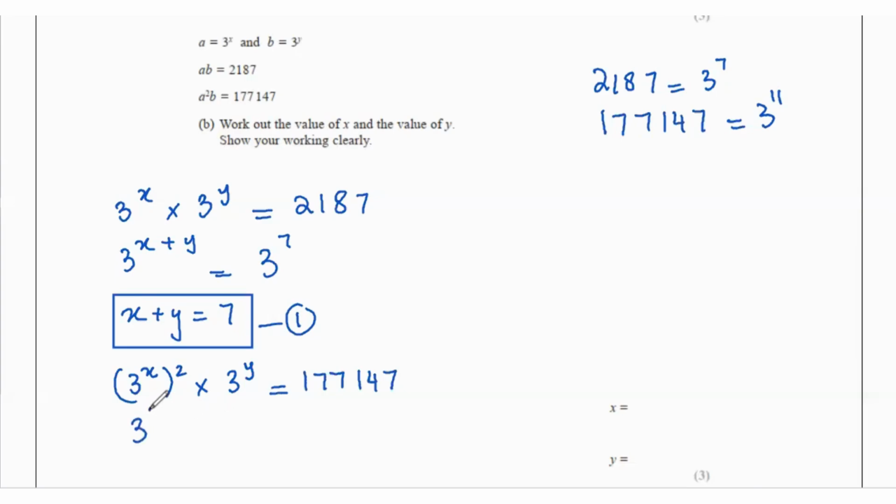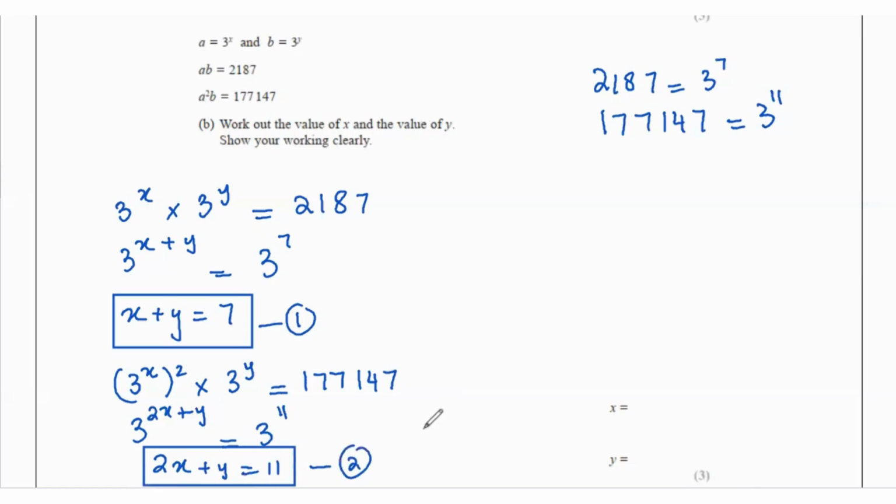So 3 to the power of 2x plus y equals 3 to the power of 11. We first multiply 2 with x and then add the powers because the bases are the same and being multiplied. So 2x plus y equals 11. This is your second equation. As you can see, we have two equations with the variables x and y, so we can solve them simultaneously to find the values.